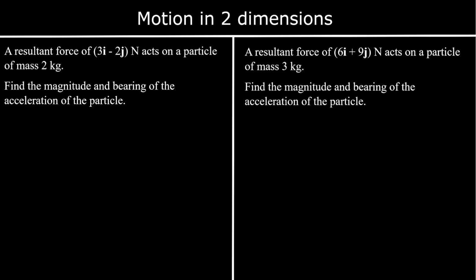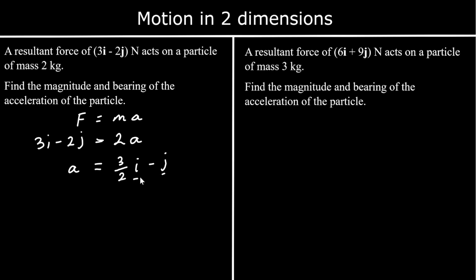Another question, a resultant force of 3i minus 2j newtons acts on a particle of mass 2 kilograms. Find the magnitude and bearing of the acceleration of the particle. So let's find acceleration again. So F equals ma. So 3i minus 2j is the resultant force, and that's equal to 2a. So the acceleration is 1.5, or 3 over 2 i, minus 1j.